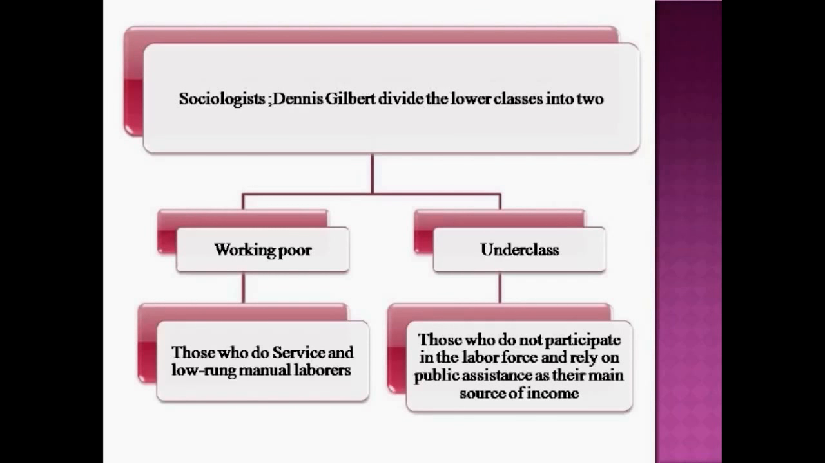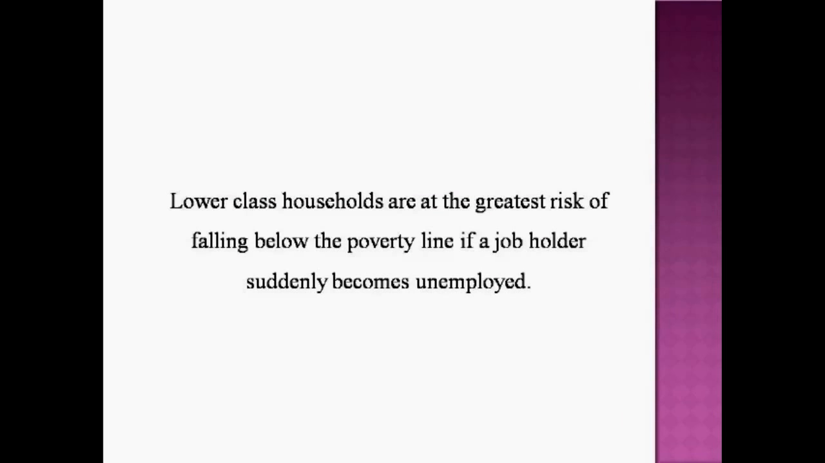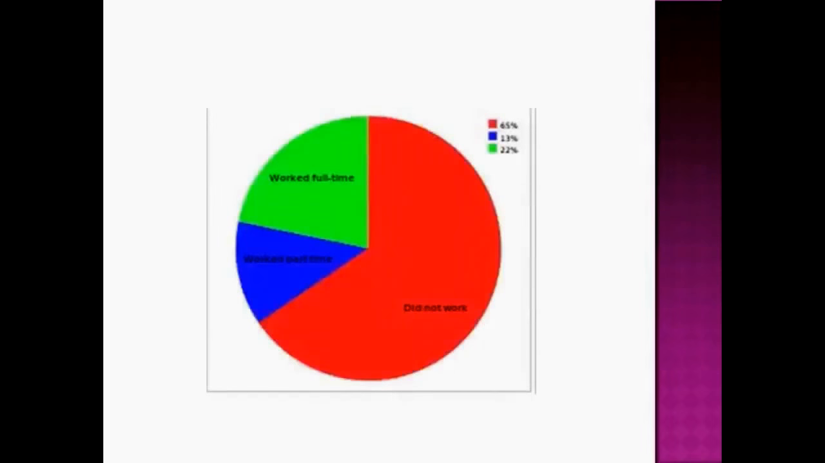The working poor are those who do service and low-rung manual labor, and the underclass is those who do not participate in the labor force and rely on public assistance as their main source of income. Lower-class households are at the greatest risk of falling below the poverty line if a job holder suddenly becomes unemployed. According to Dennis Gilbert, 25% of U.S. households were in the lower classes, 13% were members of the working poor, while 20% were members of the underclass.